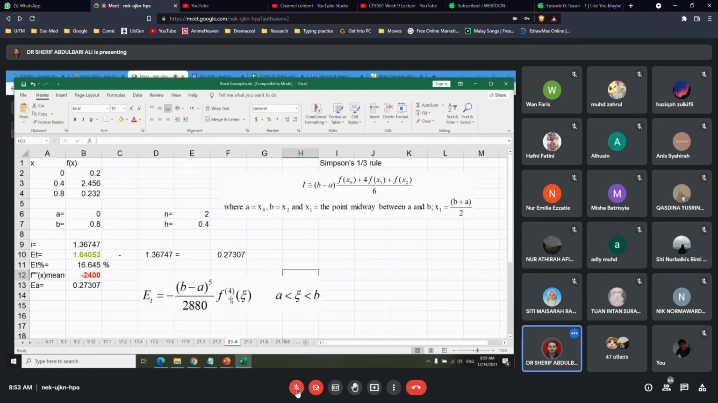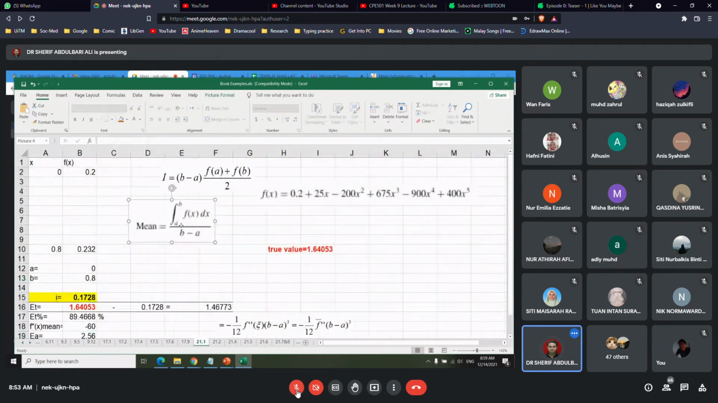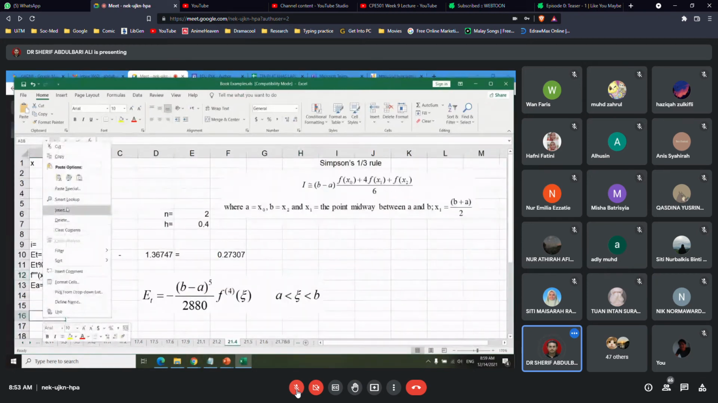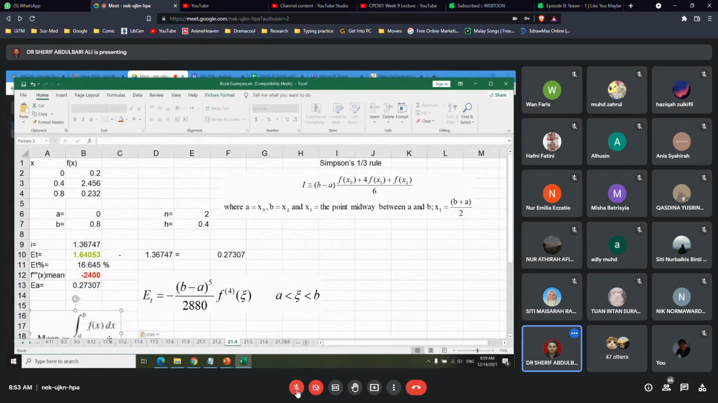The mean fourth derivative of the function. So you need to differentiate 4 times, and again, you need to put it inside this equation here to find the mean for this part. I'll give you about 5 minutes.